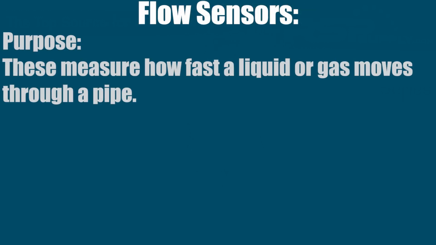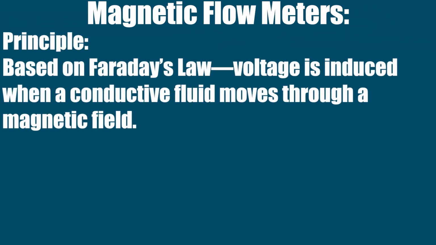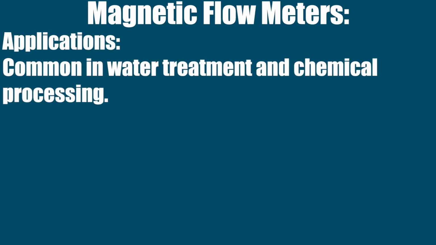Flow sensors, this is a really big popular one. These measure how fast liquid or gas moves through a pipe. Let's check out the different types. First off, you've got magnetic flow meters, also known as mag meters. Its working principle is based on Faraday's law, which is that voltage is induced when conductive fluid moves through a magnetic field. Its feature is there are no moving parts, but they only work with conductive fluids. Applications are common in water treatment and chemical processing.